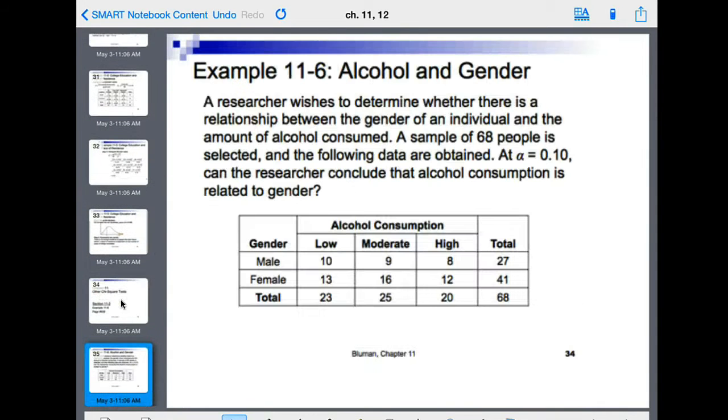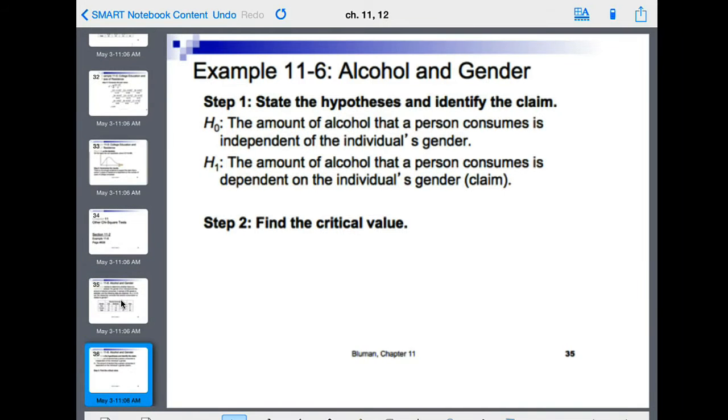Let's try another one. A researcher wishes to determine whether there is a relationship between the gender of an individual and the amount of alcohol consumed. A sample of 68 people is selected and the following data is obtained. At alpha 0.10, can the researcher conclude the amount consumed is related to gender? Hypotheses. The amount of alcohol that a person consumes is independent of the individual's gender. The amount of alcohol that a person consumes is dependent on the individual's gender is the claim.